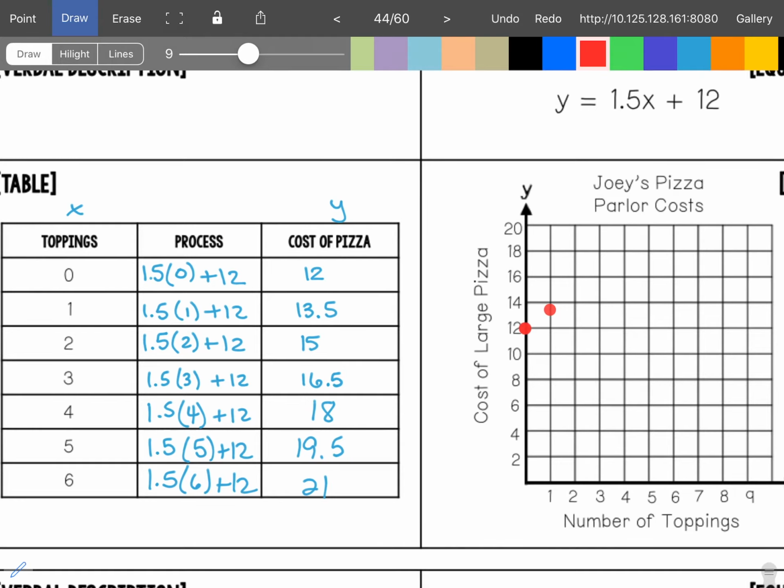Whoops, I put that in the wrong spot. What did I do? I forgot the 2 toppings. 2 toppings is $15 right there in the middle. 3 toppings is $16.50. 4 toppings is $18. 5 toppings is $19.50. And 6 doesn't really fit, does it? The last one doesn't really fit, but that's okay. And then we can draw our line through.